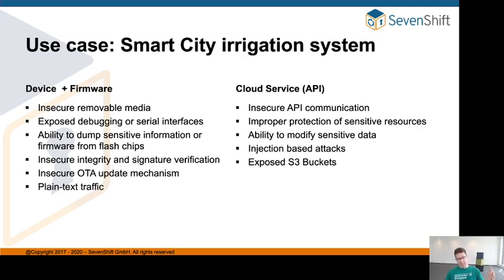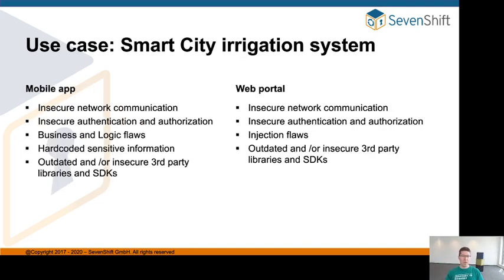You can go ahead and dump sensitive information from the chips. You have insecure verification or insecure update mechanisms, and then very often you have plain text traffic going out of the device. On the cloud APIs, just like I said before, make sure you take a look at the communications and things like that. On the mobile apps and the web portals, these are known.